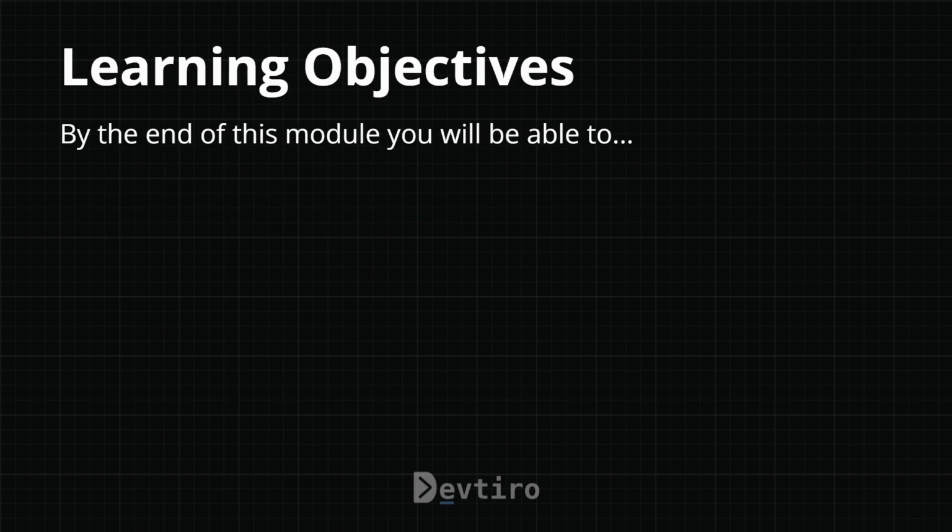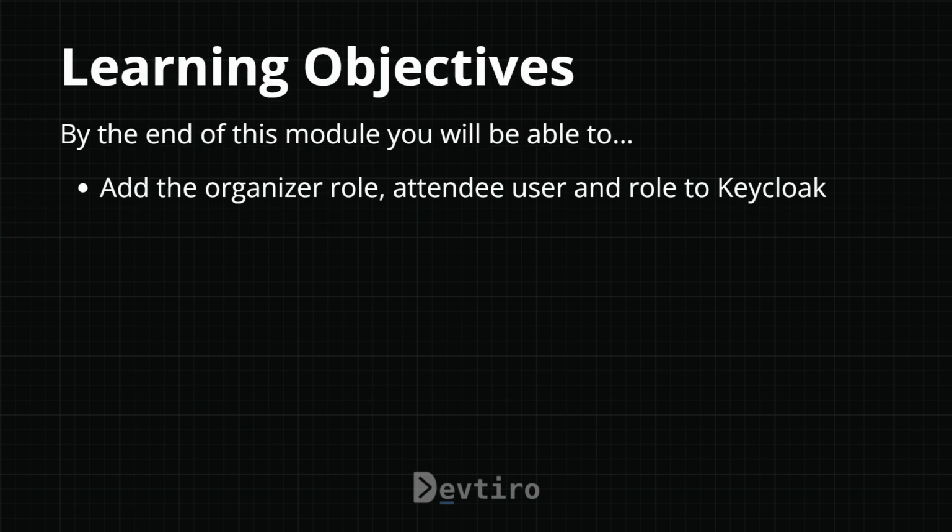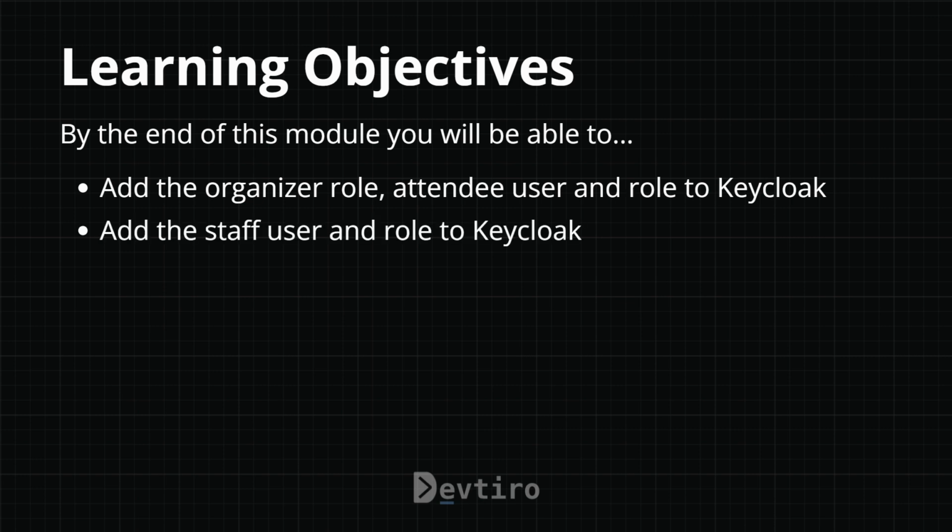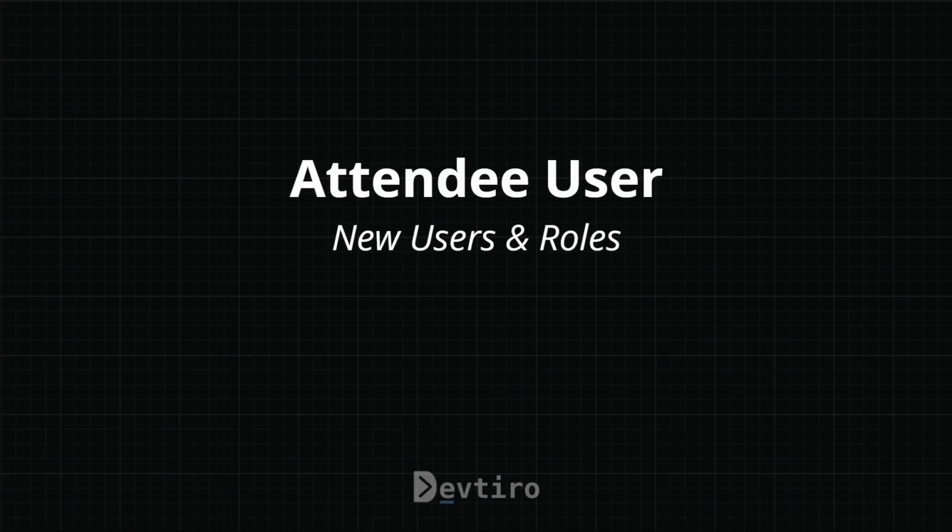And now for the learning objectives. By the end of this module, you'll be able to add the organizer role, attendee user and role to Keycloak, and add the staff user and role to Keycloak. So with this covered, let's get started. In this lesson, we're going to add the attendee user and the attendee role to Keycloak.